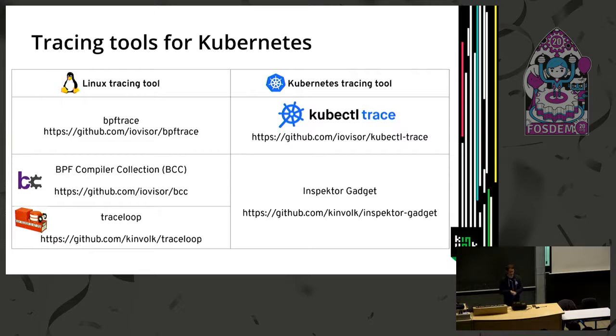It turns out there are already Kubernetes tools doing that. On the left side, I have some BPF tools: bpftrace, BCC, and Traceloop. On the right side, some Kubernetes level tools that use the tools from the left. That's a really cool project. For example, kubectl trace can use bpftrace on a Kubernetes cluster. And Inspektor Gadget uses BCC and Traceloop as well.